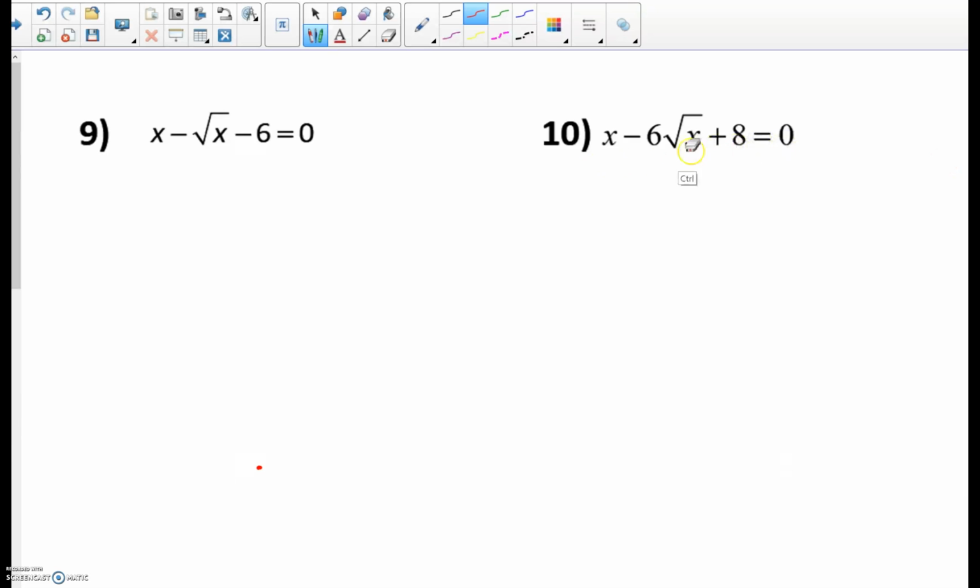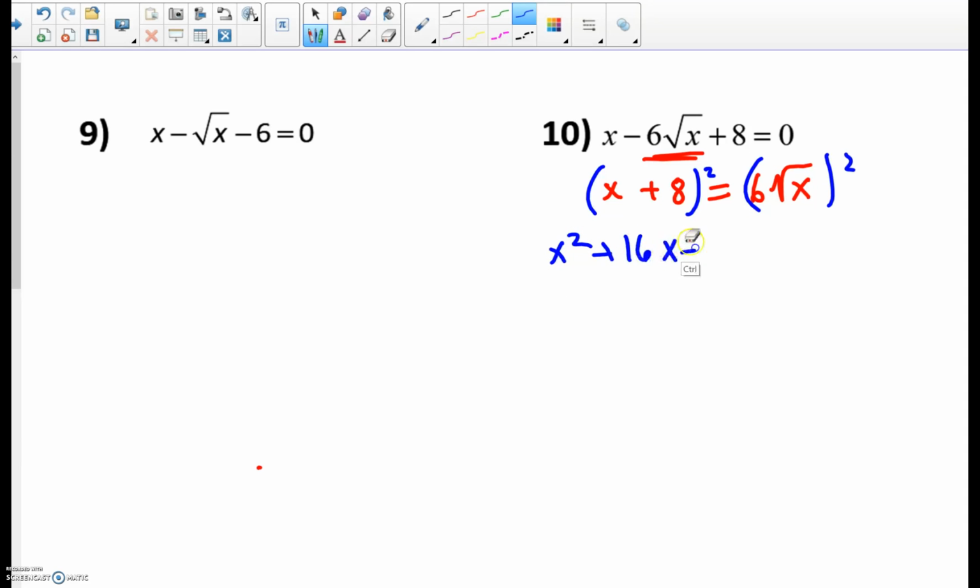In number 10, we have a radical. So recall that when we have a radical, what we want to do is isolate the radical term. So I'm going to move it to the right so it's positive. So I'm left with x plus 8 is equal to 6 radical x. So isolate the radical first. Then we want to square both sides. And that's going to give me x squared plus 16x plus 64, so remember to FOIL that, is equal to 36x. Then we're going to move our 36x over, and I'm going to subtract it. That's going to give me x squared minus 20x plus 64 is equal to 0.